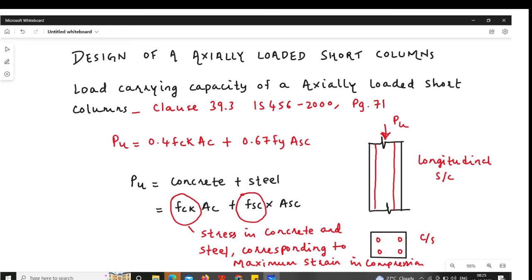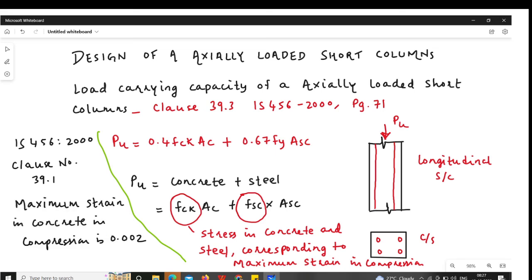So what is the maximum strain in compression? Maximum strain in compression is given in IS code in clause number 39.1. They say that the maximum strain in compression in axially loaded column is 0.002. So based on these values, the formula has been derived. It is given in IS 456-2000. Directly you can take this formula.